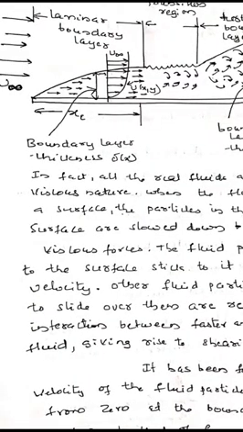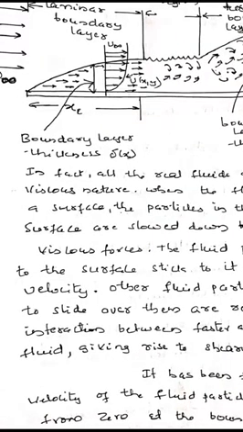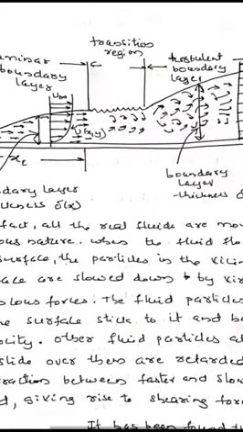At any location x from the plate, one can locate a point along the y direction, y equal to delta x, where the velocity of the fluid particle has nearly reached the free stream velocity. The locus of all such points where u is equal to 0.99 times u infinity is called the velocity boundary layer.